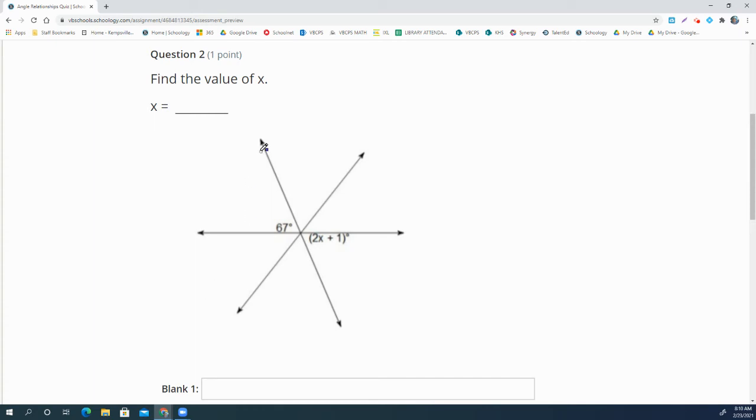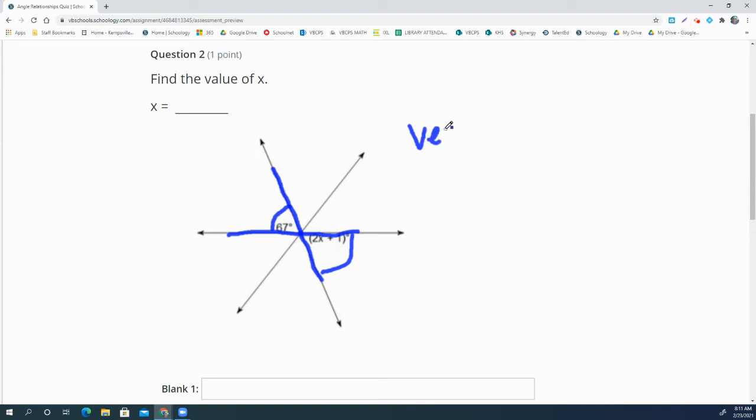Okay. So if you highlight these rays, right? If you go from the vertex and you highlight the 2 rays that make the 67, and you highlight the 2 rays that make the 2x plus 1, those are 2 straight lines, right? This line is totally straight and this line is totally straight. That means these are vertical. If they are vertical, they are congruent.